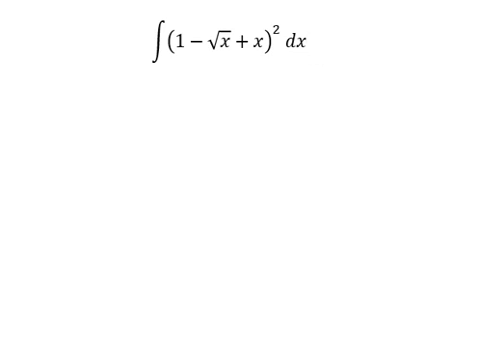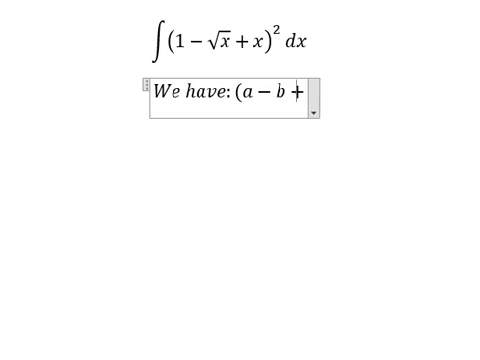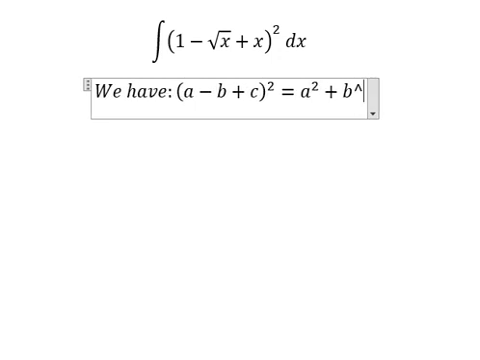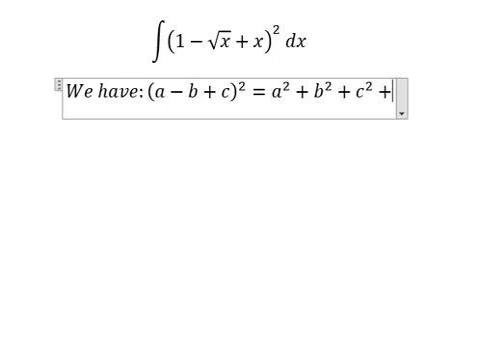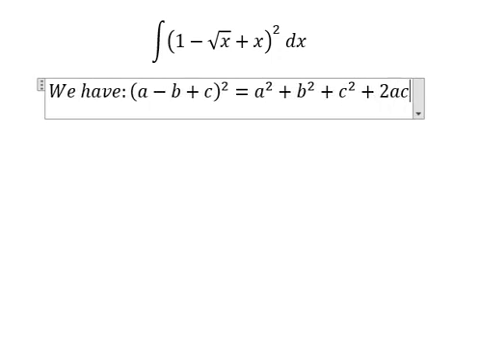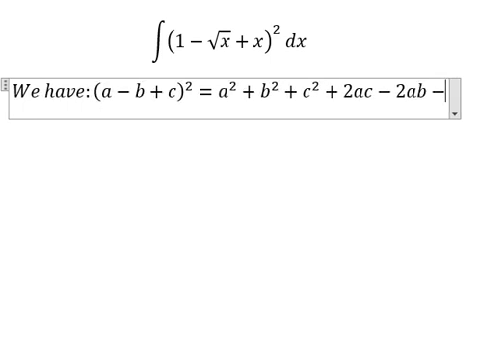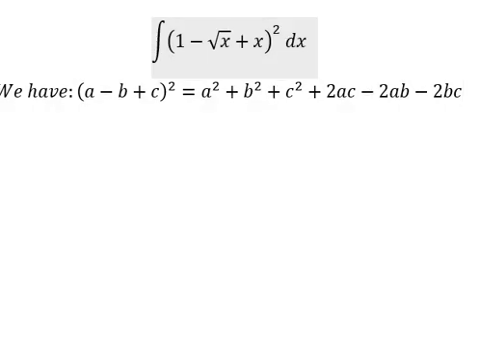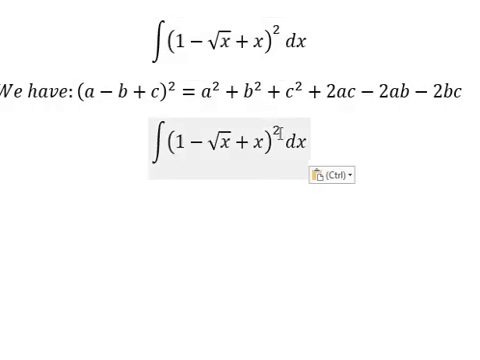So now I want to show you how to answer. We have the formula in here. That is about (a minus b plus c) to the power of 2. So we have a squared plus b squared plus c squared plus 2ac minus 2ab minus 2bc. Now we can apply this formula for this one. And now we have like this.